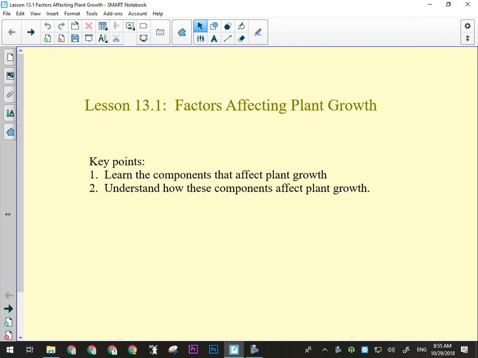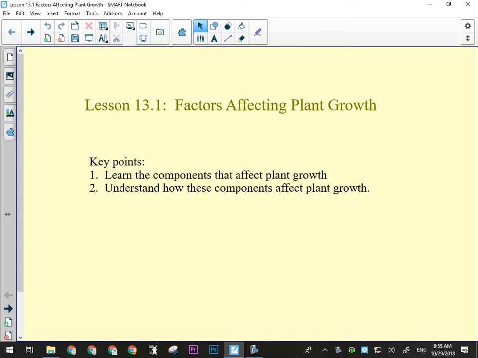So today we're going to go over the factors that affect plant growth. We didn't really get into that the other day when we were talking about all the hormones that plants secrete and use to grow. So now we'll be looking at the factors that can affect the growth of a plant, and sometimes can even influence some of the tropisms that we learned about on Thursday.